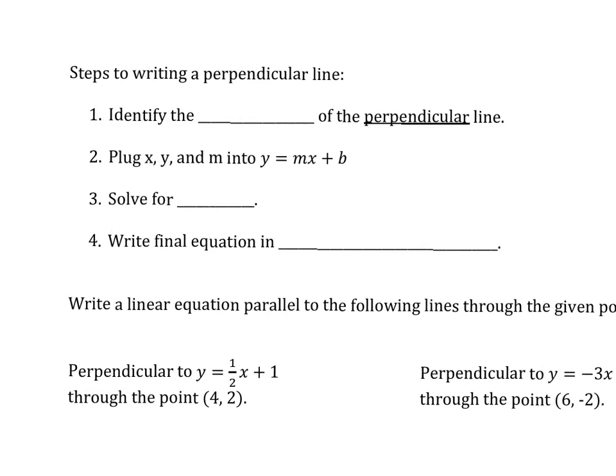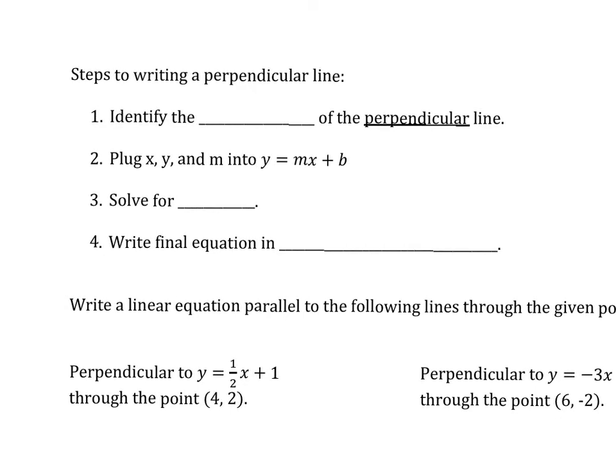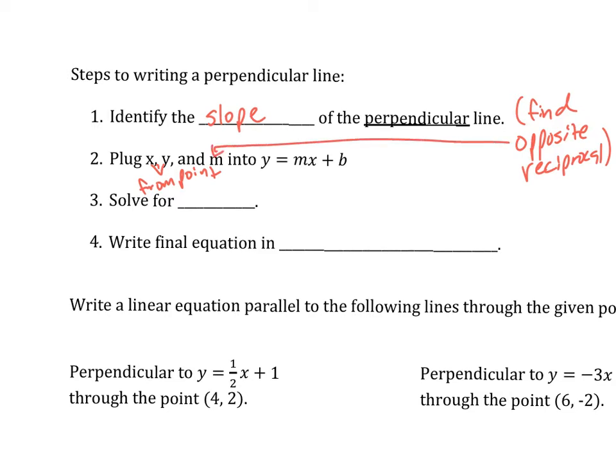Now let's look at some steps to writing a perpendicular line, now that we've talked a little bit about opposite reciprocals. First, you want to identify the slope of the perpendicular line by finding the opposite reciprocal. Then you're going to plug in your x, y, which come from the point, and your m, which comes from here, into your y equals mx plus b, your slope-intercept form.